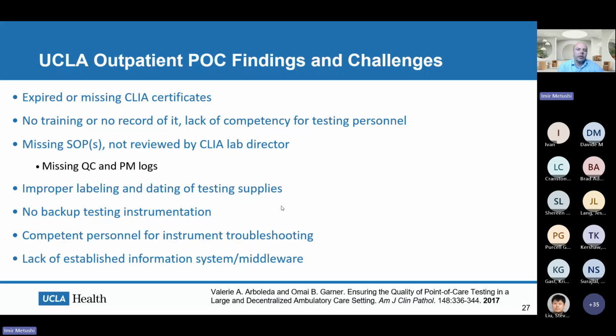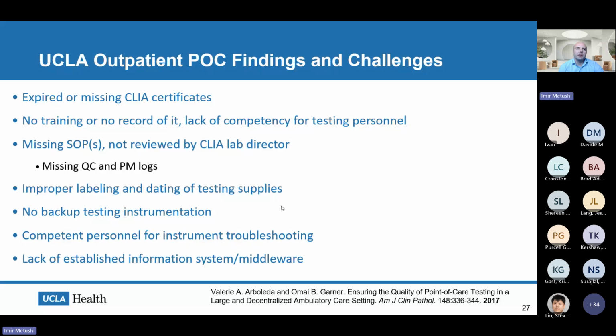Another challenge is training and record of it, and lack of competency. This is a big ticket item, and we hope that we can have more and more eyes on this when testing is more interfaced. There are also missing SOPs, and QC and PM logs not reviewed by the laboratory director, and mislabeling of supplies. Some clinics only had one instrument, and those would have been large volume clinics for that test.